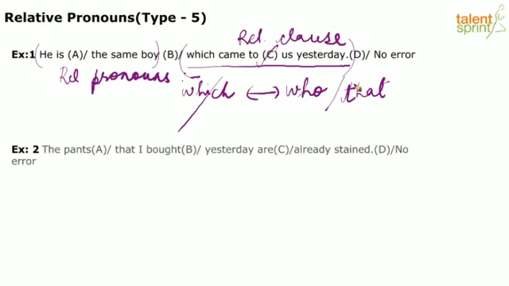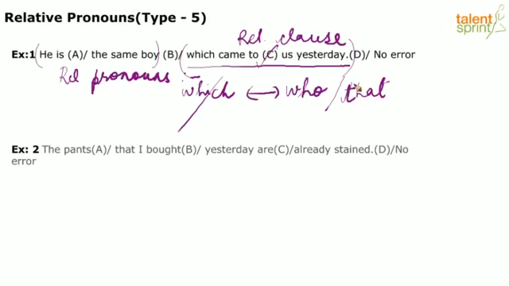We generally think that we use that only when we are talking about inanimate objects, or objects. When you say objects, obviously it does not have a gender, so in those cases we use that, but that's not true. Who as well as that can be used interchangeably. So that concept you can remember. Suppose in place of which it had been that, then it wouldn't have been incorrect.